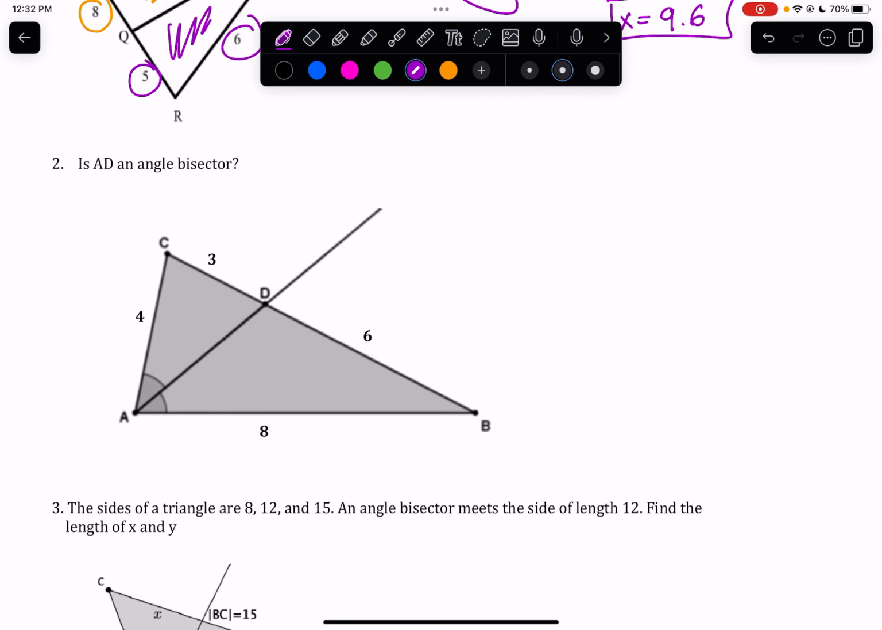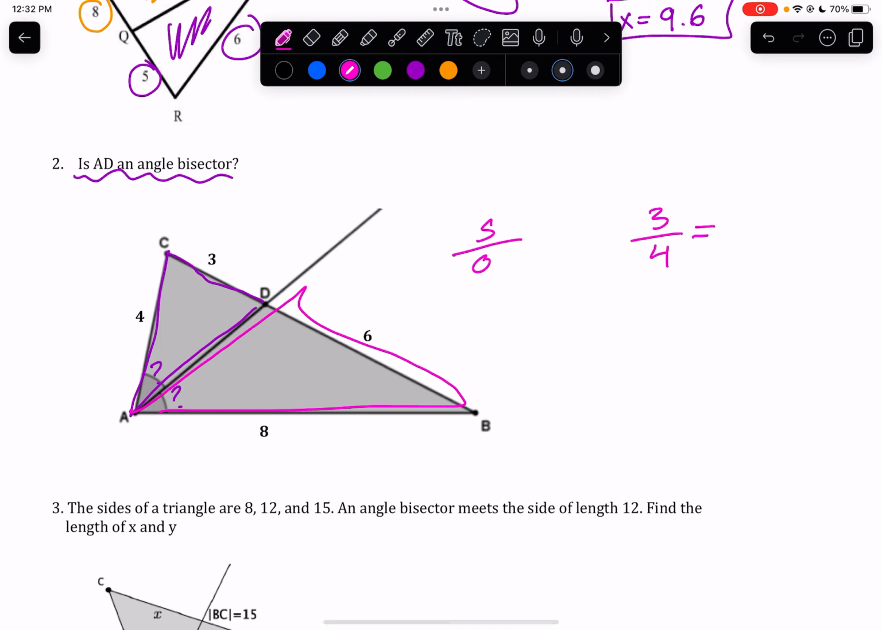Now, number 2 is asking, is AD an angle bisector, right? So we're wondering if these two are congruent. So in order to look at that, we have to look at the sides that are split. So we have purple and pink, right? So if we're doing split over original, 3 over 4 must be equal to 6 over 8. We cross multiply and we get 24 is equal to 24. This is a true statement, so yes, this is an angle bisector because it satisfies the theorem.